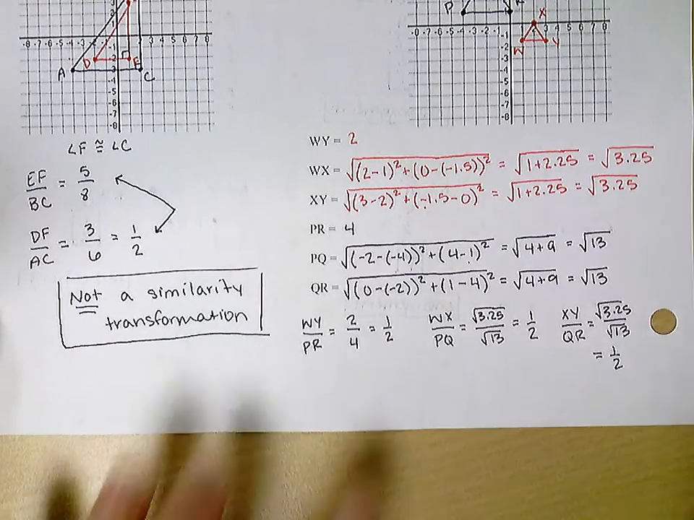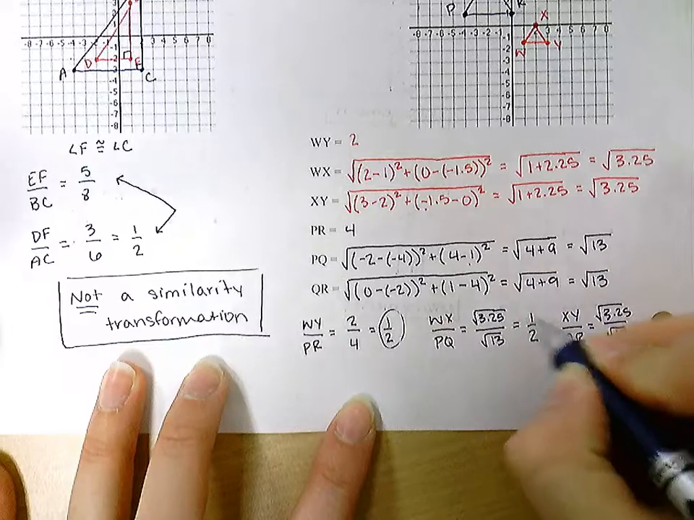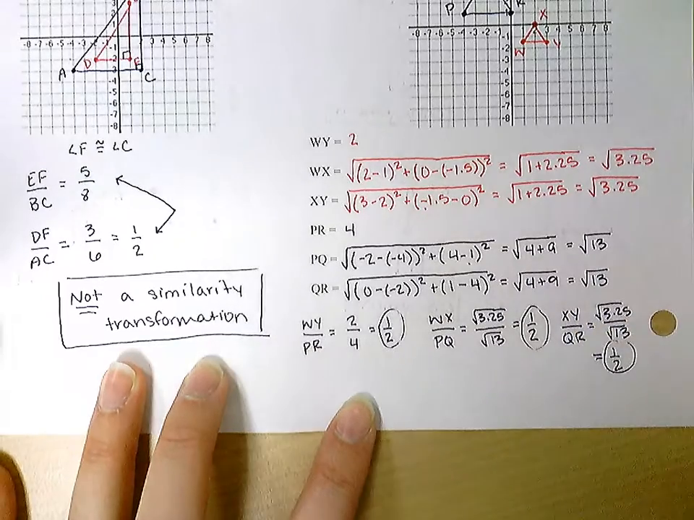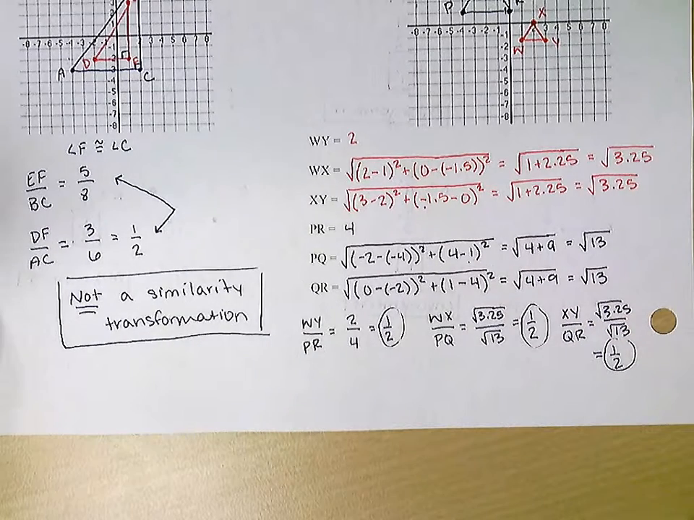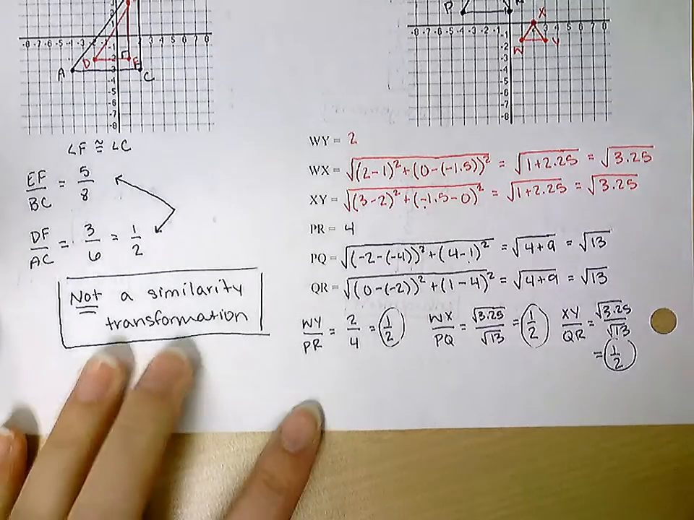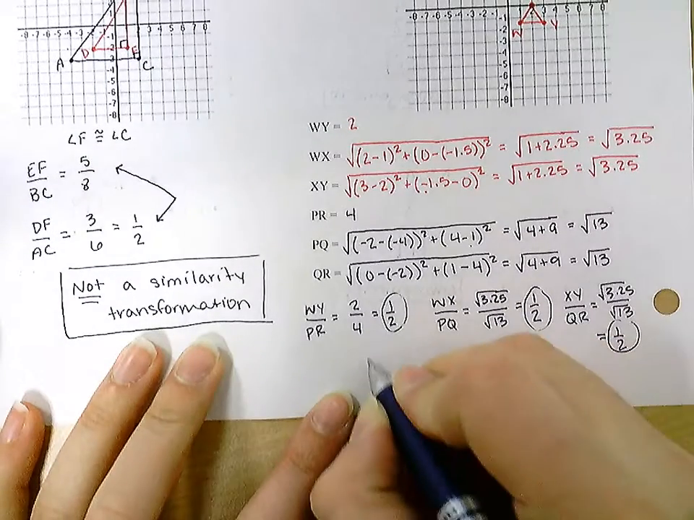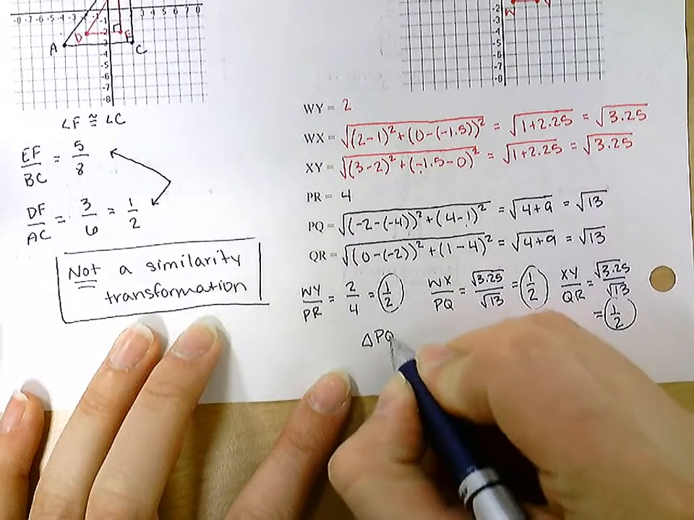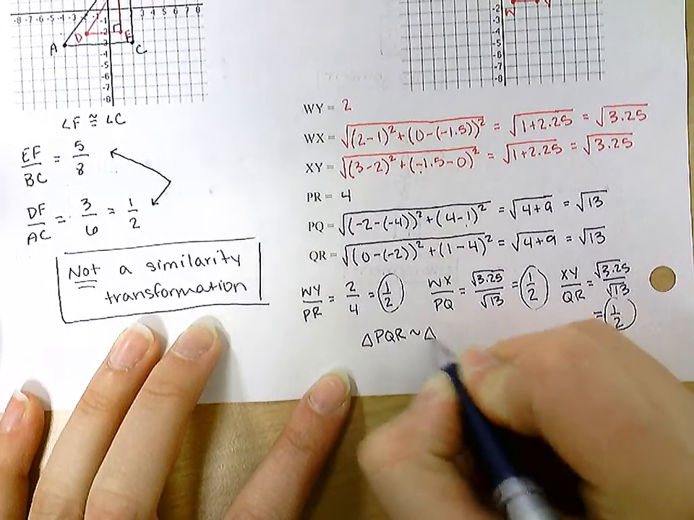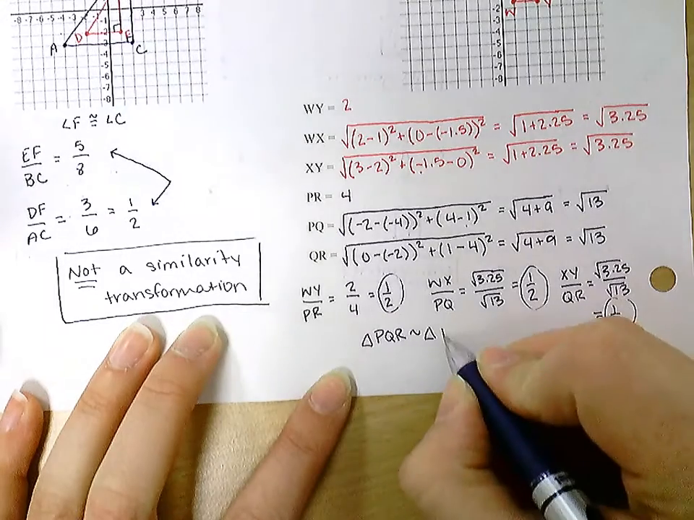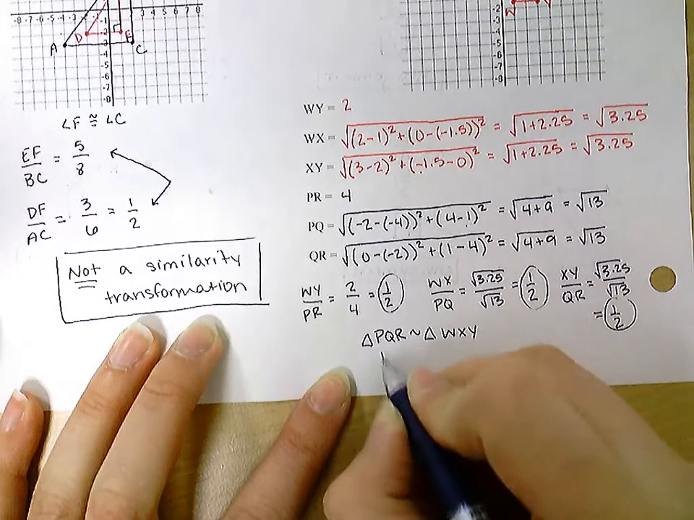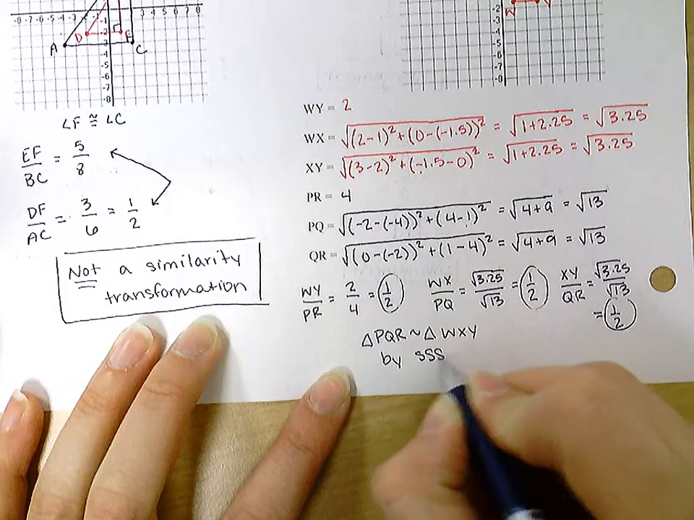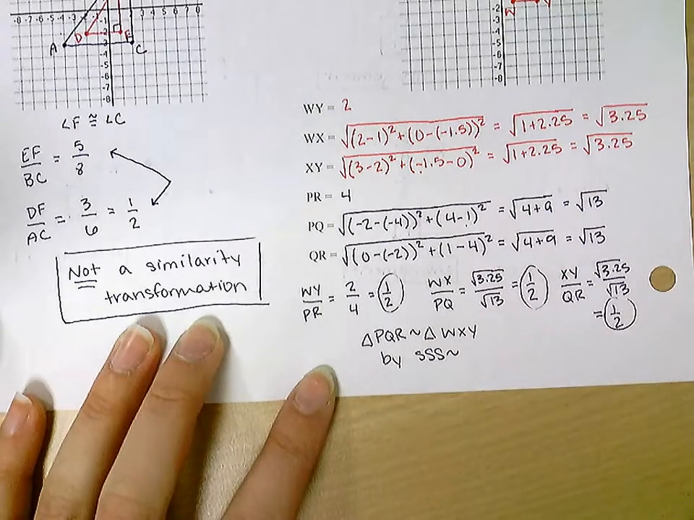So all three of our sides have the same ratio. So we can say that triangle PQR is similar to triangle WXY by side, side, side similarity.